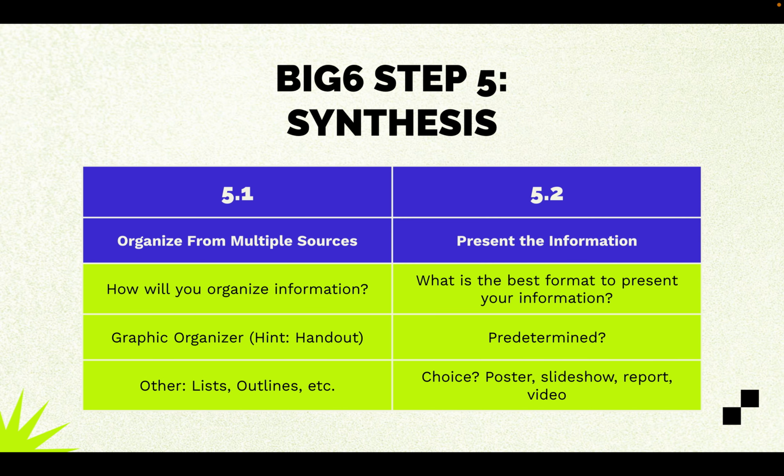Step five is synthesis. I like to think of synthesis as taking information, putting things together, and making a new understanding. So in 5.1, organize from multiple sources. So you have to start thinking, how are you going to organize information? Are you going to use the graphic organizer I've provided? Do you want to make your own, including lists or outlines? So really deciding, how are you going to streamline this information that you've collected.